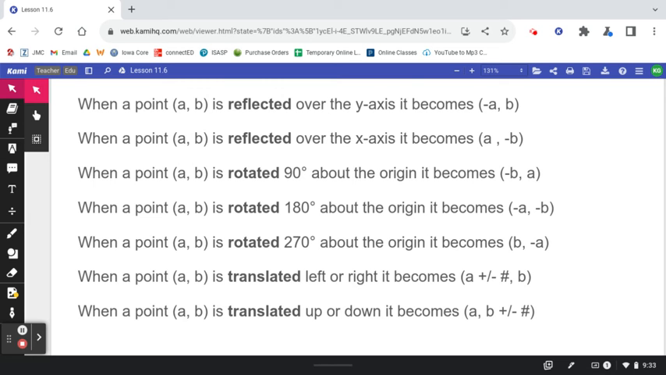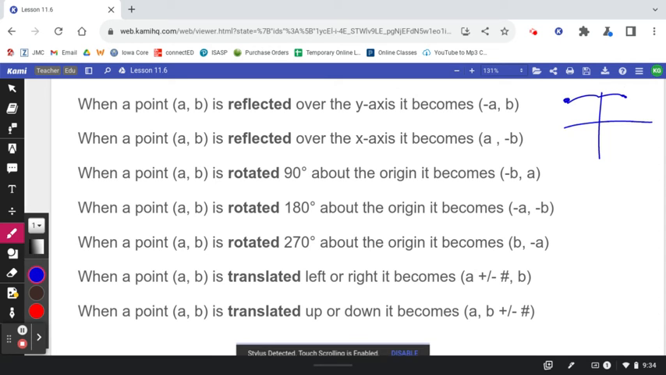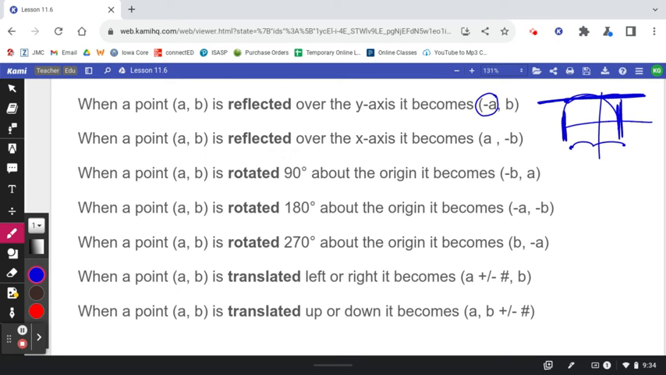All right, so for the first one, we're talking about a reflection over the y-axis. So taking basically a point that might be in quadrant 1 and reflecting it over here to quadrant 2, or taking something in quadrant 3 and reflecting it over here to quadrant 4. So in that case, what we're doing is we're actually taking it from the positive side of the x to the negative side of the x. So the y coordinate's staying the same since it's on that line. And so what we're going to do is the opposite sign on the x coordinate.